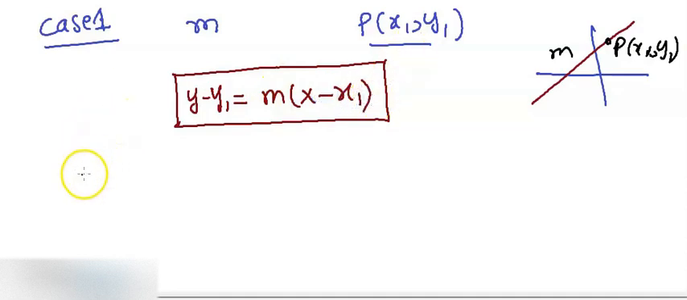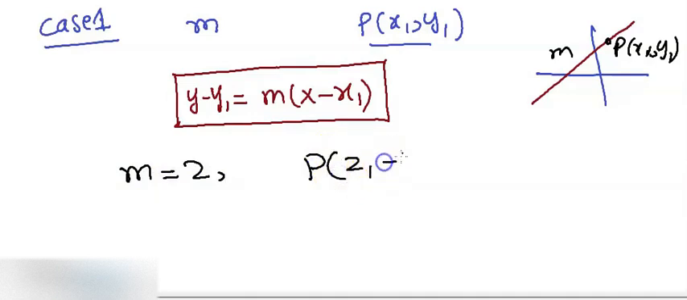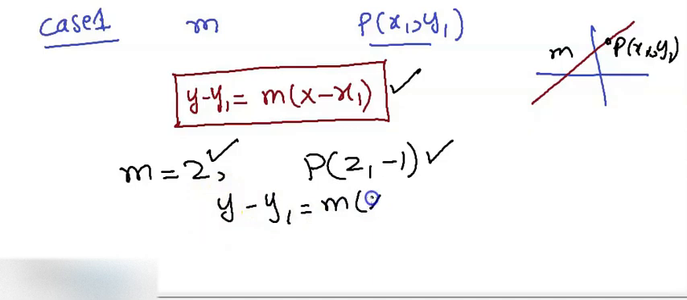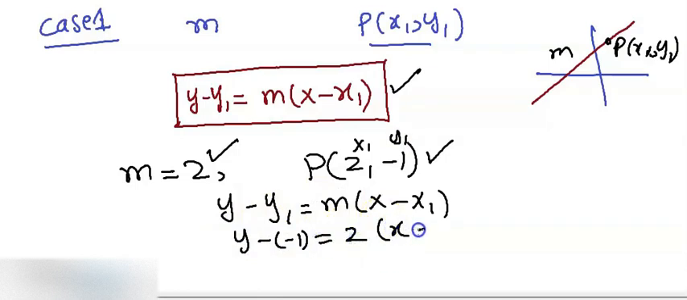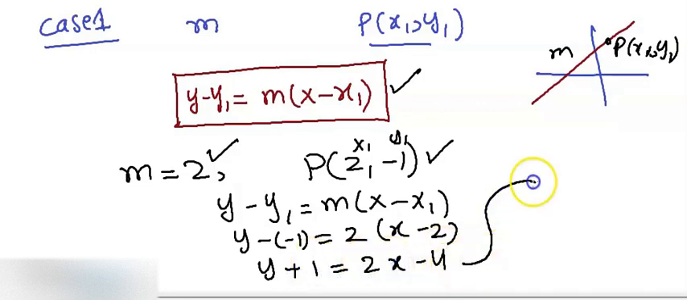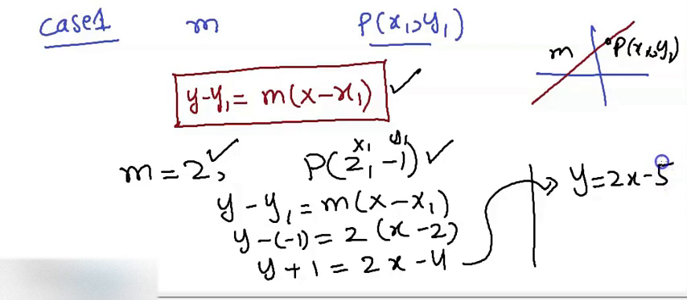For example, let's say we have a line with slope or gradient 2 and it is passing through the point 2 comma minus 1. The question is, what is the equation of such a line? It's very simple. We will use this formula, y minus y1 equal to m times x minus x1. I'll label this as x1 and this as y1. You just substitute the values, y plus 1 equals 2x minus 4, or you simplify it and get y equal to 2x minus 5. So far so good.